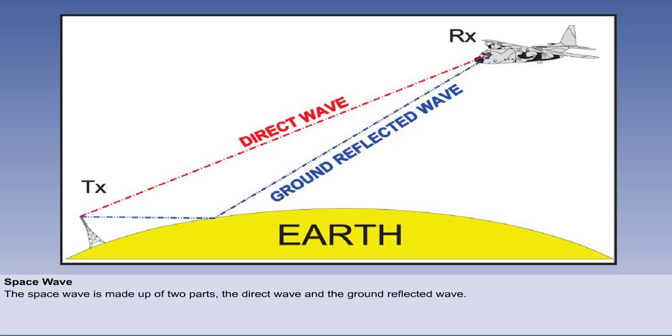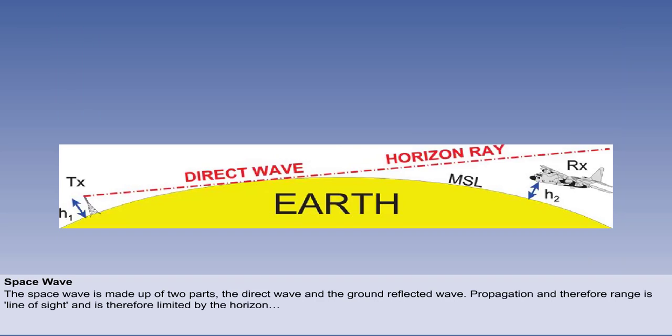The second type of non-ionospheric propagation is the space wave, which is made up of two parts, a ground-reflected wave and a direct wave. At frequencies of VHF and above, radio waves start to behave more like visible light, and in the same way that light has a visible horizon, radio waves also have a horizon. So the only propagation at these frequencies is line of sight.